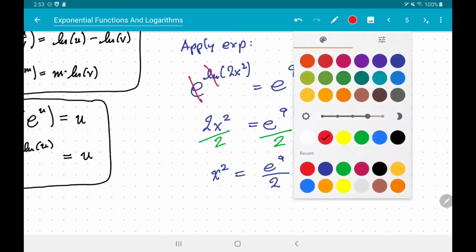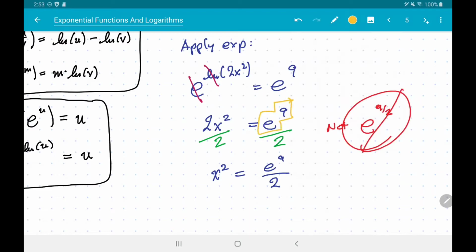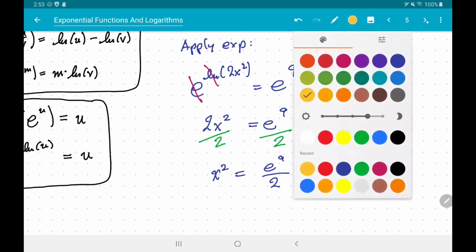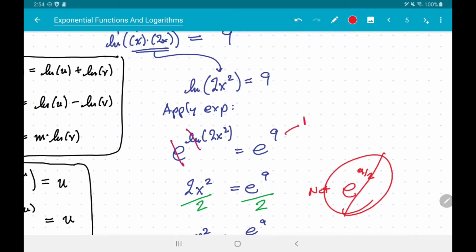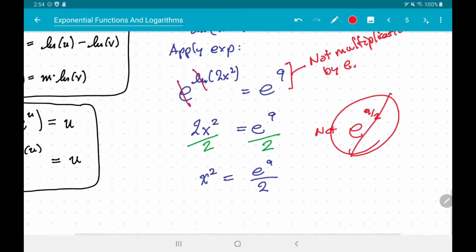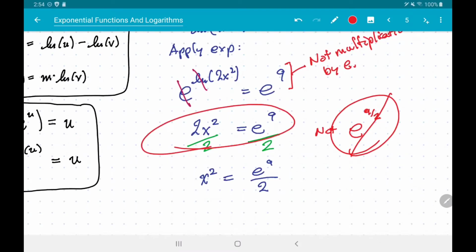Remember, the order of operations is still in effect. We are dividing the result of e to the 9th by 2. Let me also say this, that up here we did not multiply by e, not multiplication. We applied the function e to a power to the left, and we applied the same function to the right, and that's where this equation came from, and then we simplified it to get this equation.